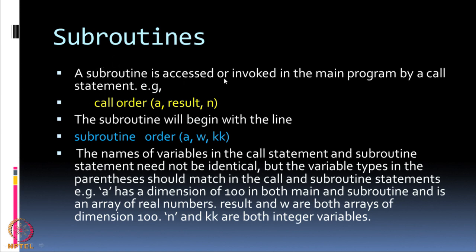Subroutine is accessed or invoked in the main program by a call statement. In this case, I say call order A result n. So, this particular subroutine, whenever you have a call statement, it is a subroutine, not a function. In a function, it was y is equal to function name into bracket x. So, in a subroutine, the difference is subroutine is always called. It is called by a statement call. So, call order A result n.